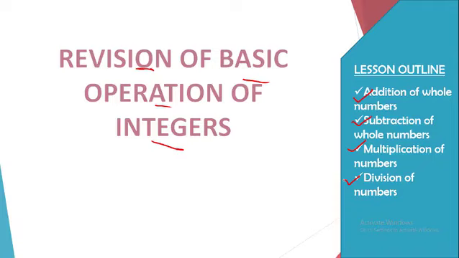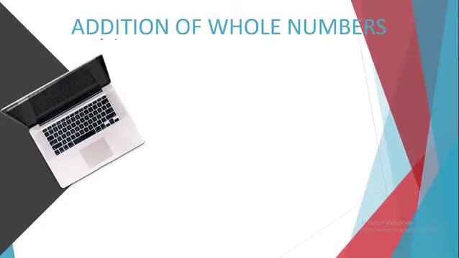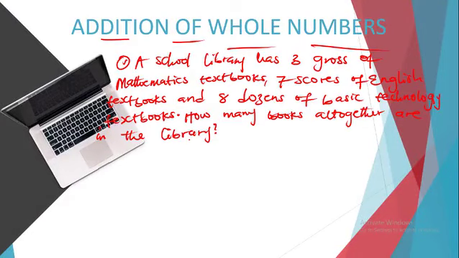Welcome back. So let's go to the business of the day: revision of basic operations of integers. Let's look at addition of whole numbers. Example number 1. We have a question on the screen. A school library has 3 gross of mathematics textbooks, 7 scores of English textbooks, and 8 dozens of basic technology textbooks. Then the question is, how many books altogether are in the library?